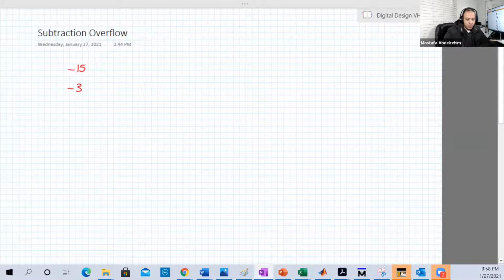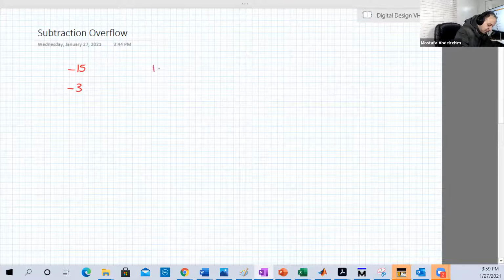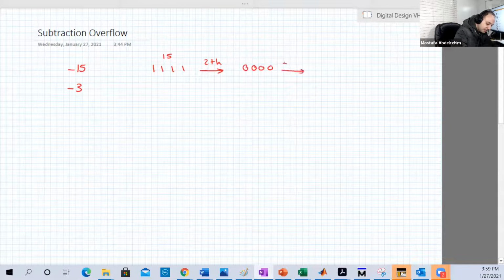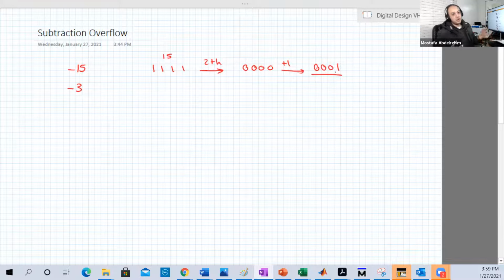One may say, okay, 15 is 4 bits. Let's write it in its primitive, unsigned way, which is 4 ones. This is wrong, because we know that 4 ones will not be enough to represent -15. And for -3, and this is 15, we take the 2's complement. It will be 0, 0, 0, 0. We add 1. It will be 0, 0, 0, 1. And this is wrong, because we know that 4 bits is not enough to represent -15.